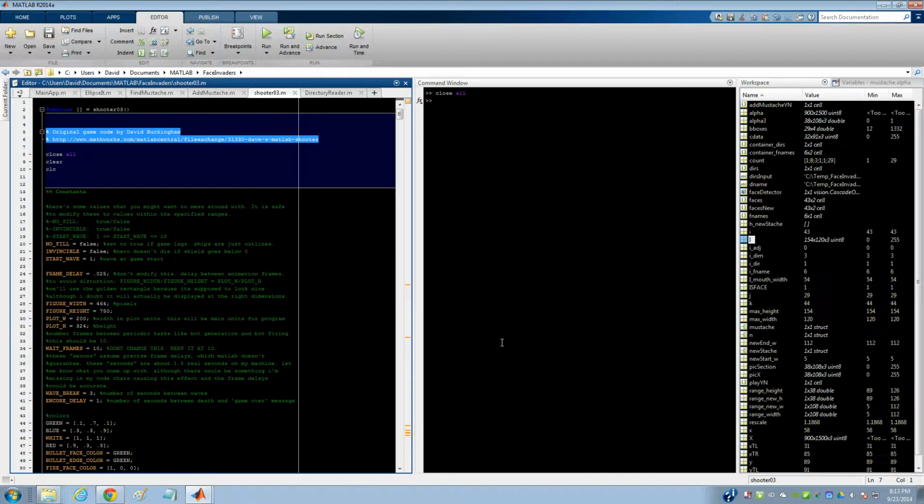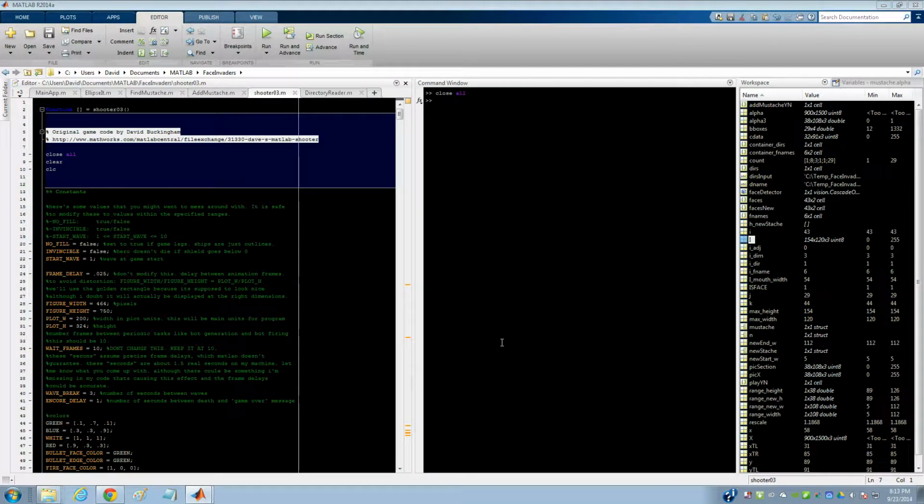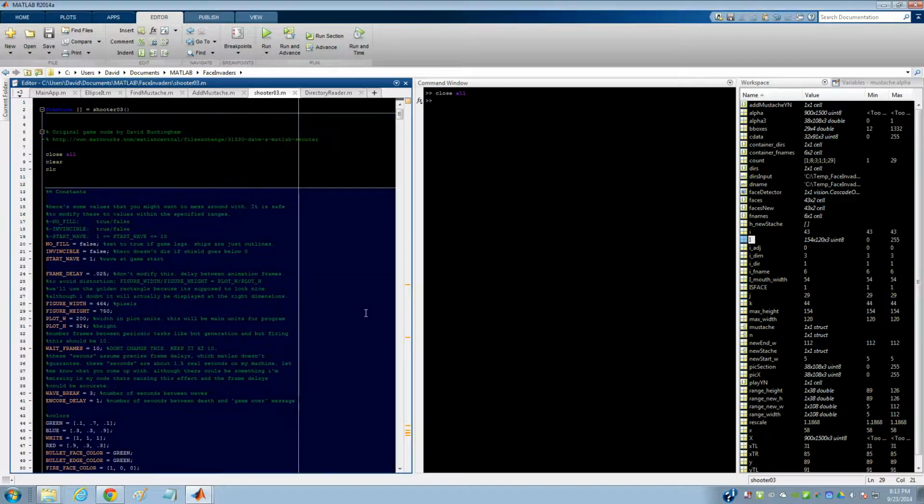Welcome to FaceInvaders. This is meant to be sort of a recreational demonstration of using some face detection algorithms, mostly Viola Jones. So I will run the code.